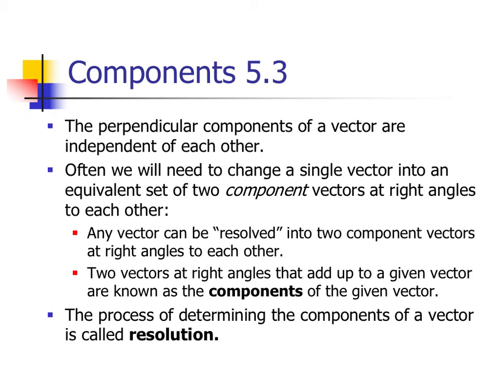So, again, constantly reminding ourselves that all vectors have two components. They're going to be at right angles. Why is that important? Because triangles that have a right angle are much easier to solve. We can use sine, cosine, tangent. We can use the Pythagorean theorem in some cases. So those components are very important to us.